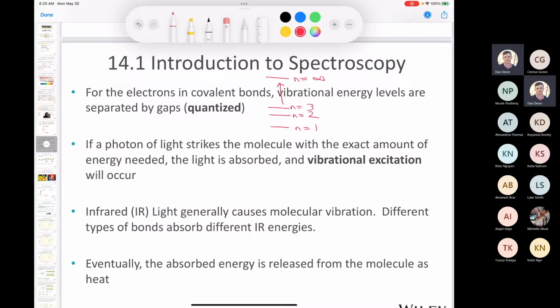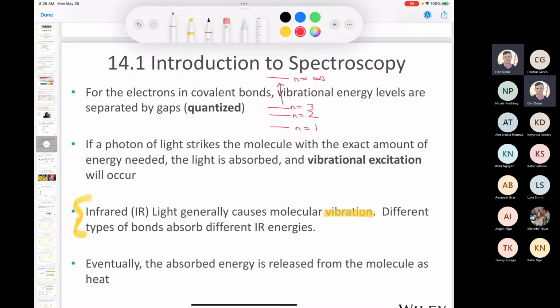Well, it says if a photon of light strikes a molecule with the exact amount of energy needed, then the light will be absorbed and a vibrational excitation will occur. So it's going to be excited. Okay. And infrared light can cause molecular vibration. And again, it says different types of bonds absorb different IR energies. And this is where it gets powerful.